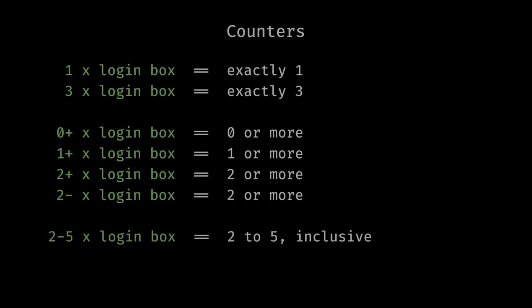When you pass in a range, it will try to match as many elements as it can within that range, inclusive. If there are more than the upper bound, only the first upper bound elements are matched. And of course, if there are fewer than the lower bound, an error is thrown.